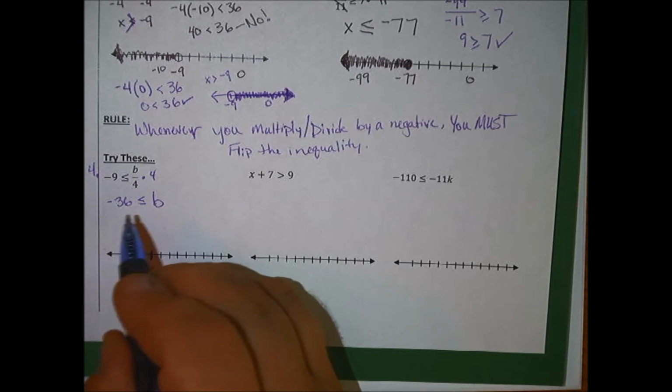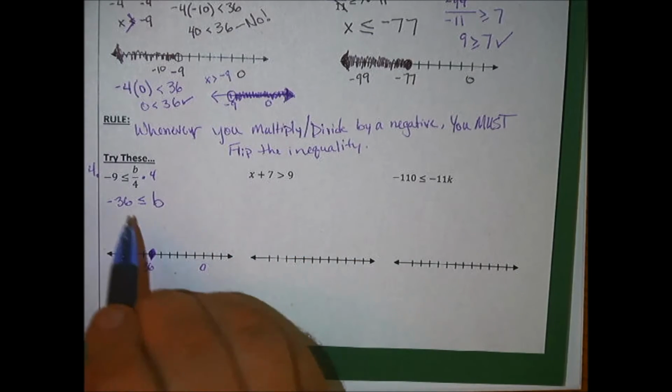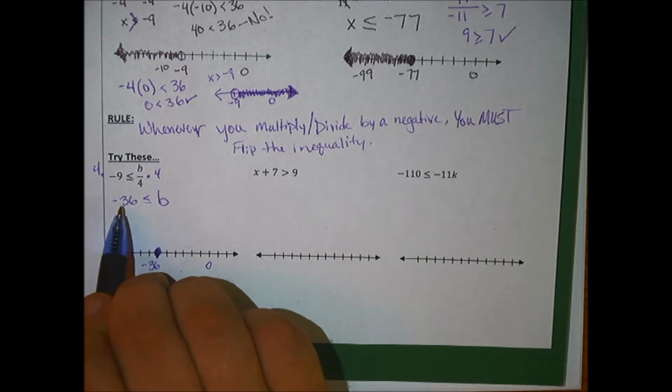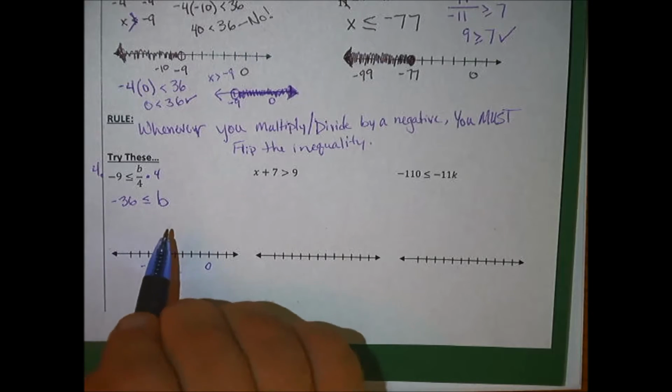And so it can be negative 36, so that'll be a closed-in dot. And if I just read this backwards, it says that b is greater than negative 36. Even though we read left to right, we can look at it the other way, or you can just rewrite it either way.